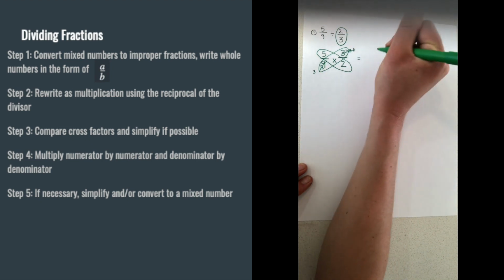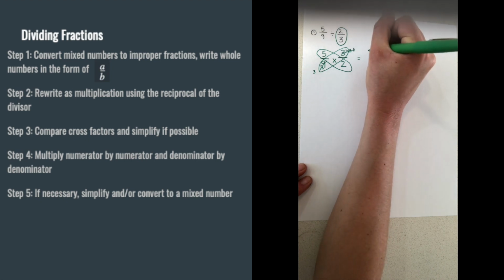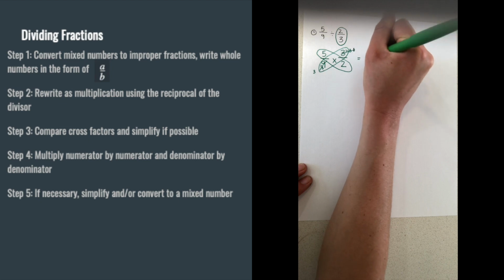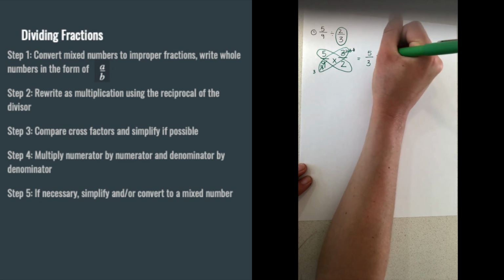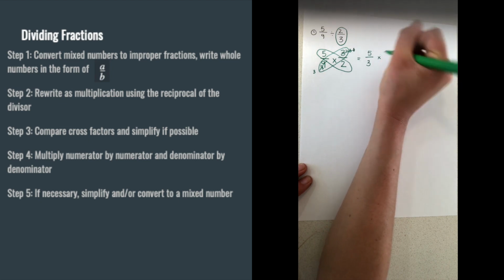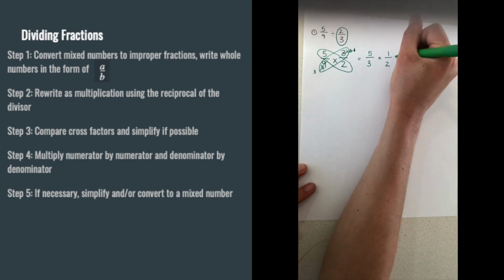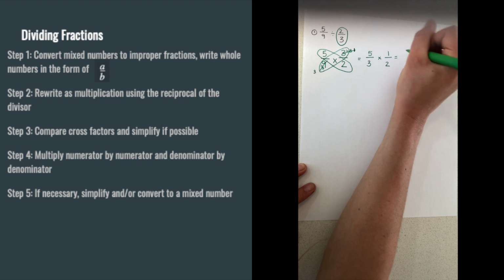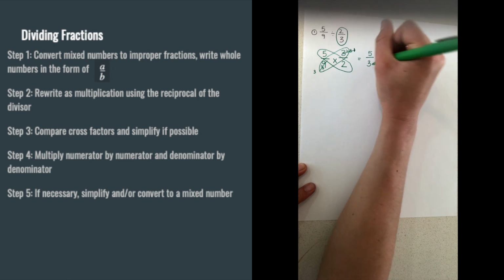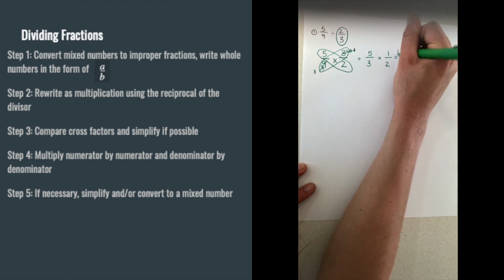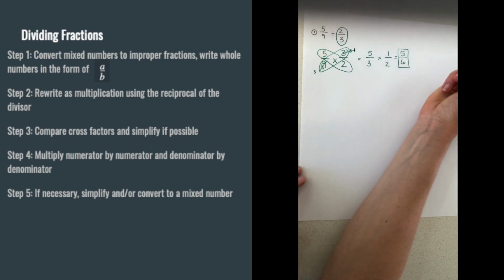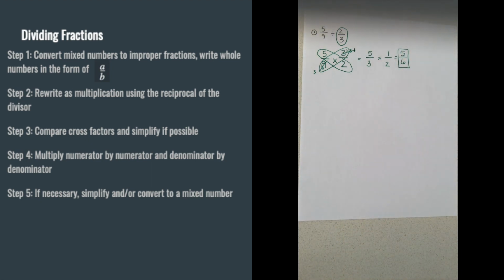So now we can move to step 4 where we multiply numerator by numerator and denominator by denominator. But first I'm going to rewrite this problem so it's a little bit less messy. So I have 5 over 3 because the 9 simplified to a 3, and 1 over 2 because the 3 simplified to a 1. And that will give me 5 times 1, which is 5, as my numerator, and 3 times 2, which is 6, as my denominator. 5 over 6 is my final answer. Let's look at our second problem.